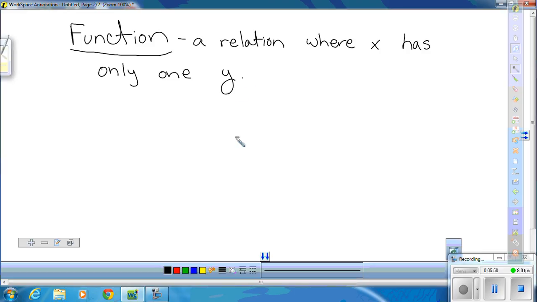If we think of it in the input and output perspective, every time I put a number into the function, I'm going to get the same number out. There's not two possibilities to come out for any one input. So every input has only one output.